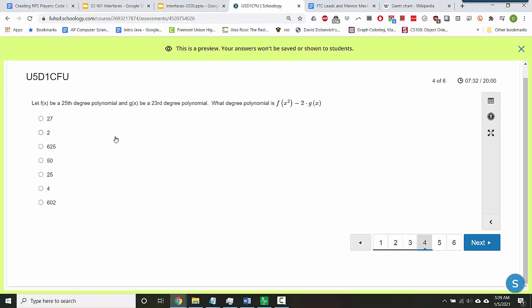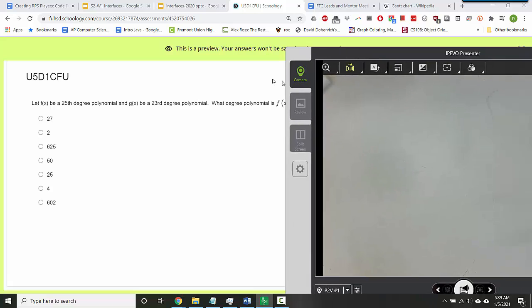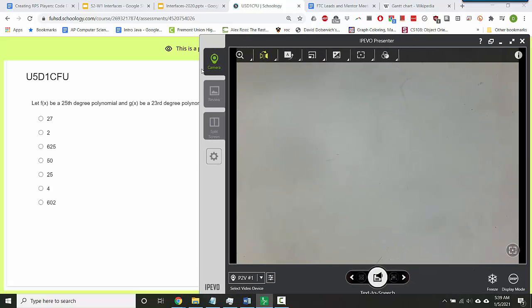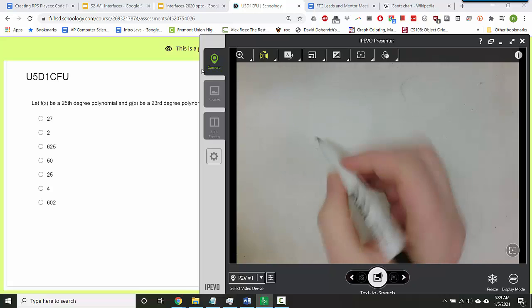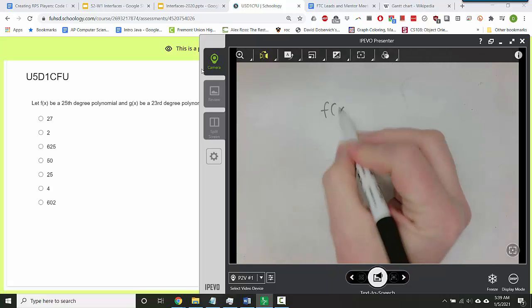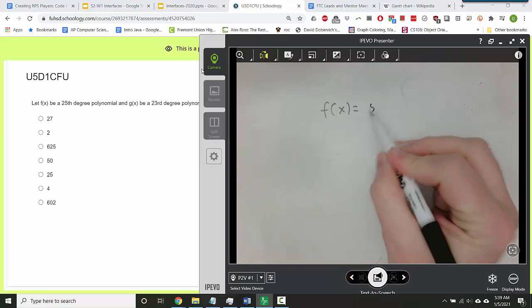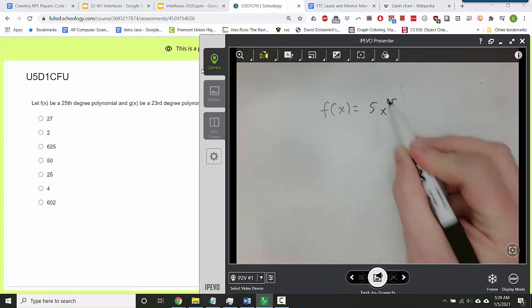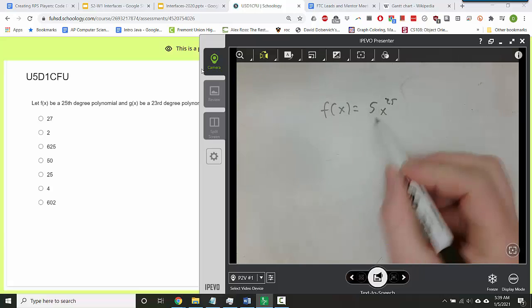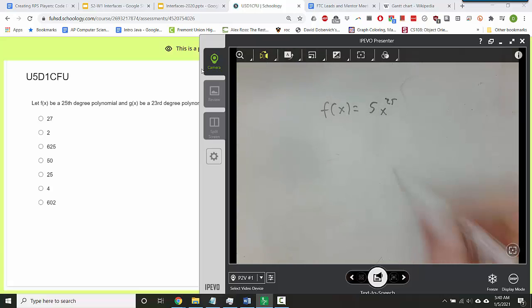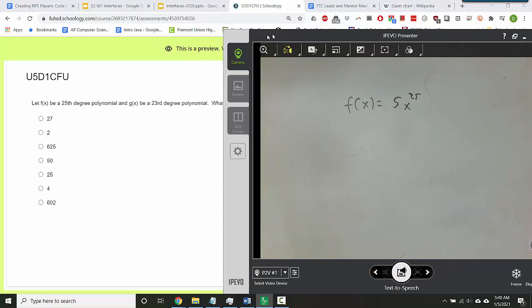All right. Let f be a 25th degree polynomial and g be a 23rd degree polynomial. What degree is that thing? All right, so let's think about that. My question implies that the answer doesn't depend on what kind of 25th degree polynomial. It implies that if I've got 5x to the 25th plus a lot of other stuff, it's going to be the same as if I just have this. So I'm going to figure this out just by using a small example.